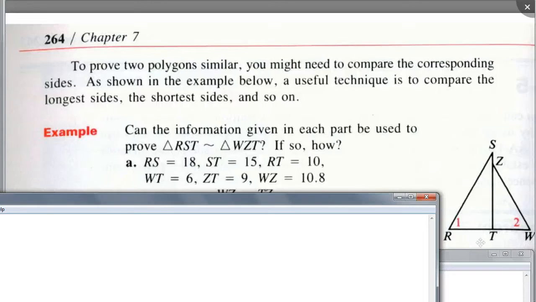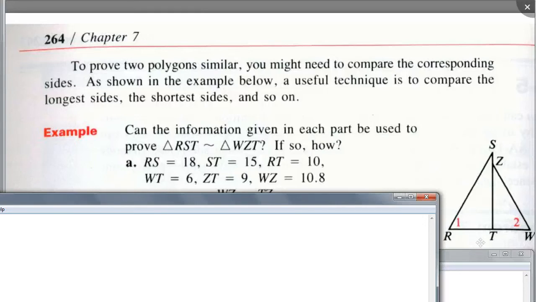Jason? Did you not understand? Oh, okay. Because you were shaking your head. Then what about RT, Jason? What are you going to compare that with? RT and? WT? That's correct, because RT is the shorter side of that triangle and WT is the shorter side of the other triangle, right? If these two triangles are similar, the longer side would have to match with the longer side and the shorter side has to match with the shorter side. And of course, you only have ST left. ST with what, class? ZT.